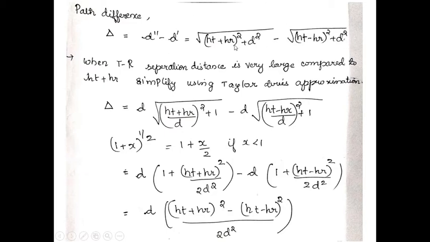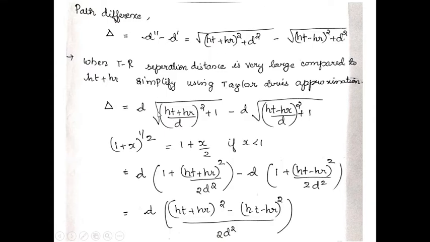Then by using the Taylor series approximation, we have to simplify the equation for path difference delta. So we have to assume here that the transmitter receiver separation distance is going to be very much large when compared to ht plus hr. So the distance is very much large when compared to even the sum of the heights. Then we can simplify this expression.